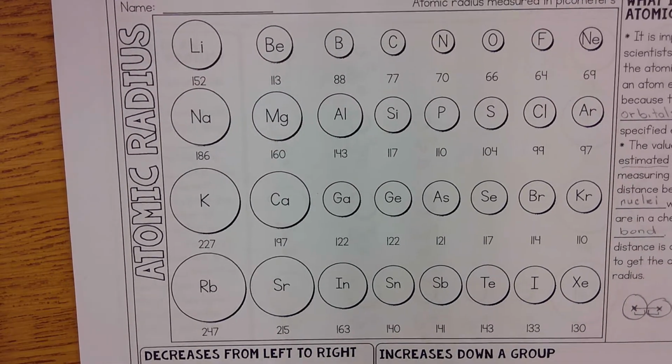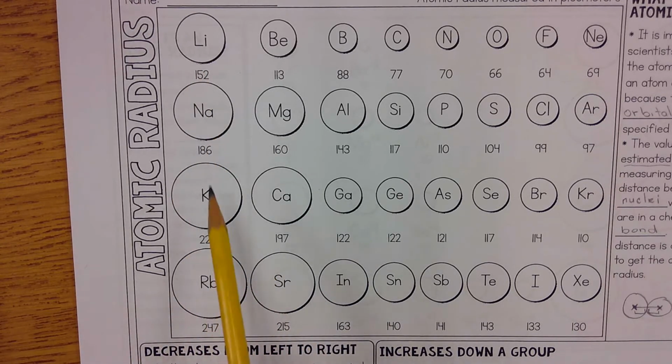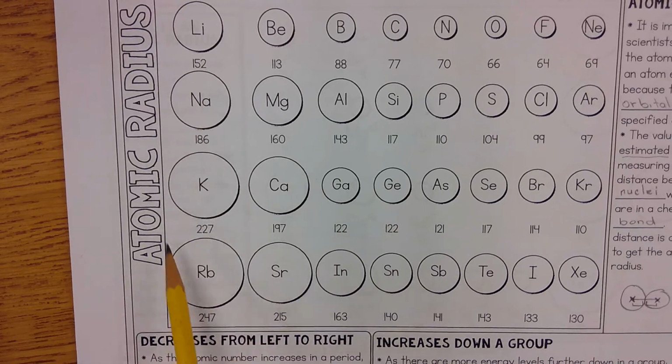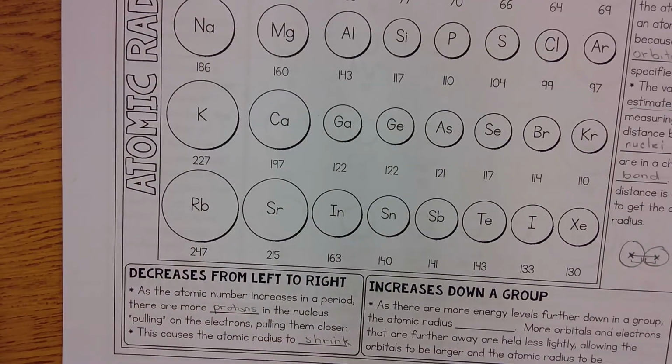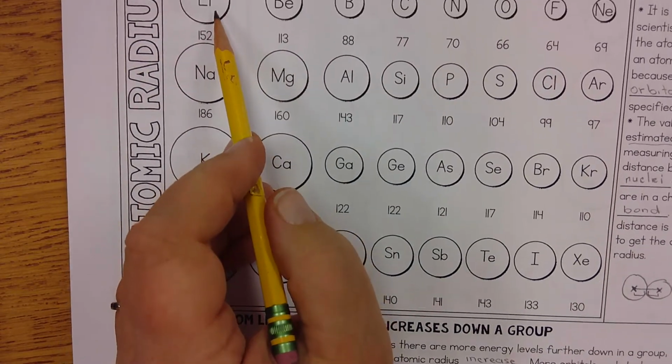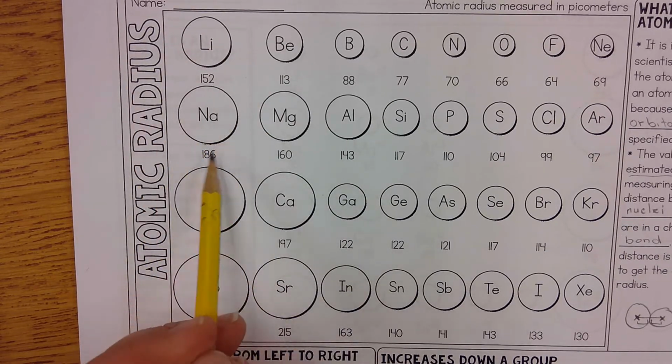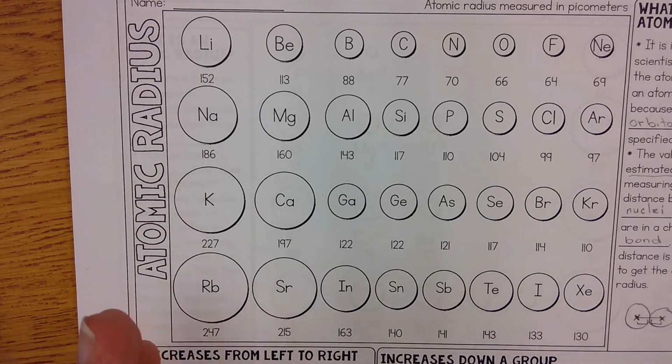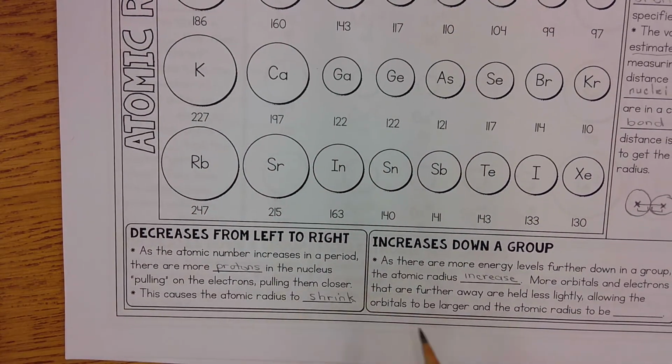As we go down a group, however, like the alkali metals, lithium, sodium, potassium, rubidium, you see that as you go down, they get larger. They increase down this group because there are more energy levels. Basically you're adding an extra layer. Lithium has 2 energy levels, sodium has 3. You basically added another circle, another layer, which causes it to be bigger. So that is why they are bigger: there are extra energy levels.